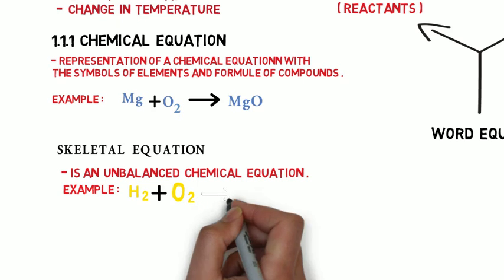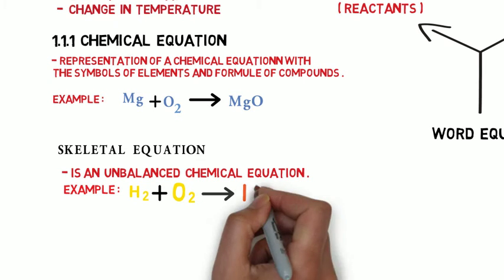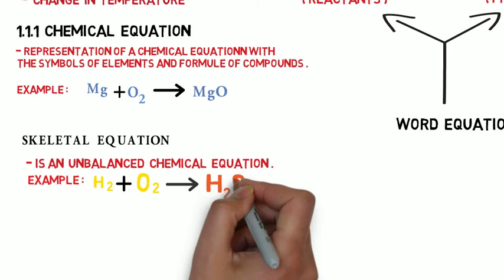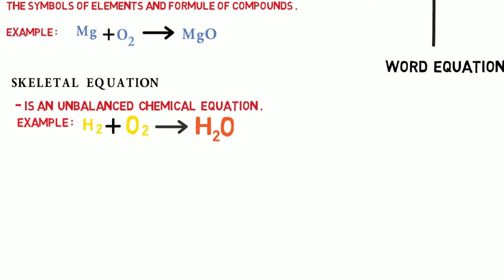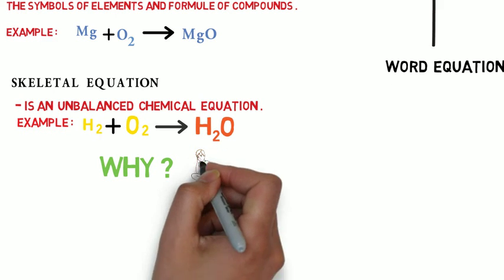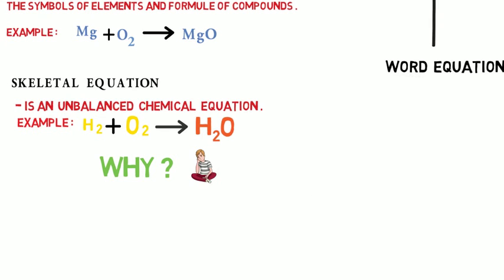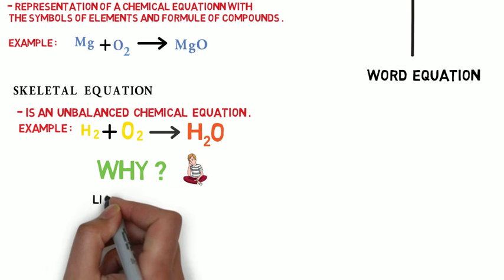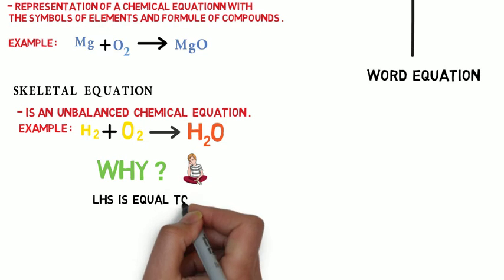Here we have two atoms of hydrogen and one atom of oxygen in the water molecule. Why is this an unbalanced equation? On the left we have two hydrogen and two oxygen, but on the right side we have two hydrogen atoms and one oxygen atom. So on the right side we need to put another oxygen atom. This is known as a skeletal equation or an unbalanced equation. Now we have to balance this unbalanced equation. Here the LHS is not equal to the RHS.